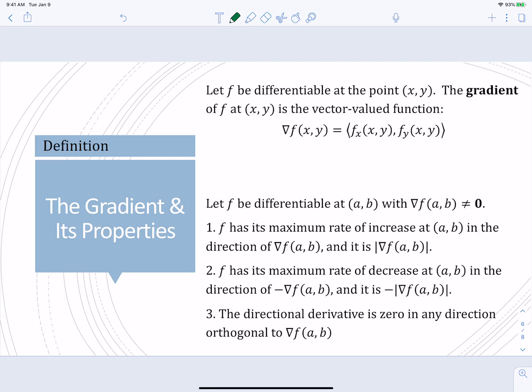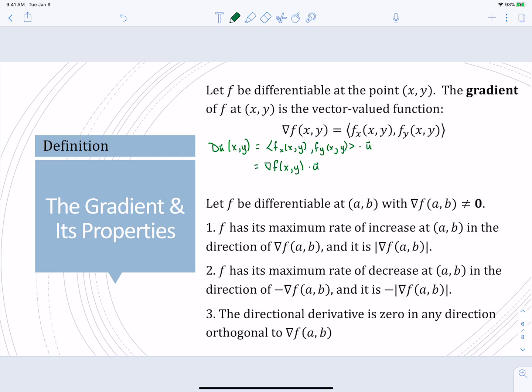Other things to notice and think about is that our directional derivative at some point xy is that partial derivative vector, dot product with our unit vector u. Well, we just said up here in our definition that this is the gradient at that point. This is the gradient, and then dotted with our unit vector.